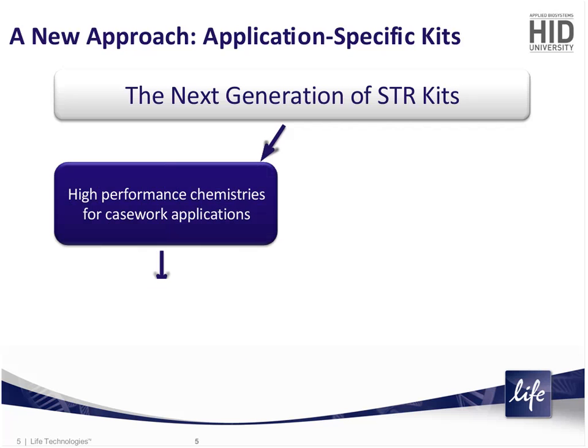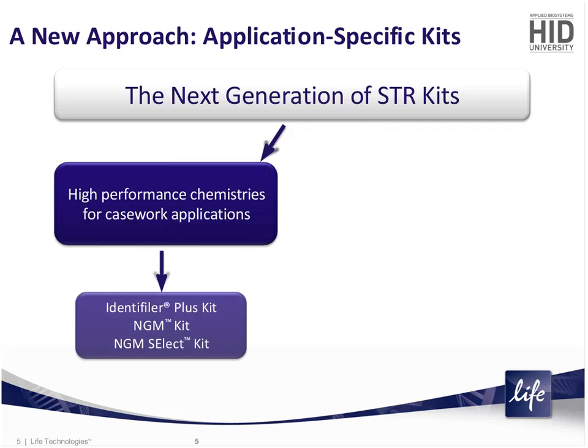We can have the high-performance chemistries for casework applications which do not compromise on quality, which maintain the levels of performance and specificity that forensic laboratories need to have confidence in their casework sample interpretation. The Identifiler Plus, NGM and NGM Select kits are prime examples of these, where we have been able to improve significantly the information recovery from even the most challenging samples obtained by the laboratory.